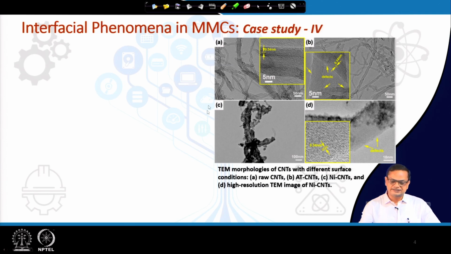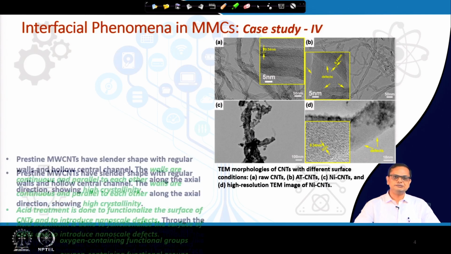Okay. And the next step was to deposit nickel nanoparticles. You can see here nickel has been deposited by electroless plating, and it has covered most of the area, but obviously there are some areas which are not covered also. So, the nickel deposition is not extremely uniform, but it more or less covers the surface area of the acid-treated or functionalized carbon nanotube.